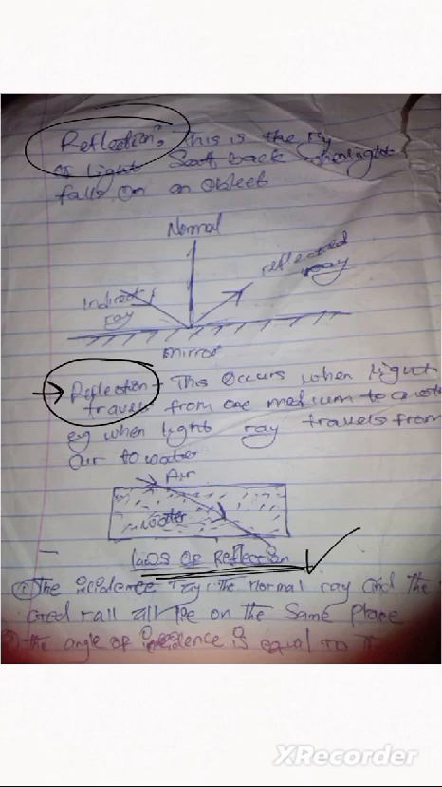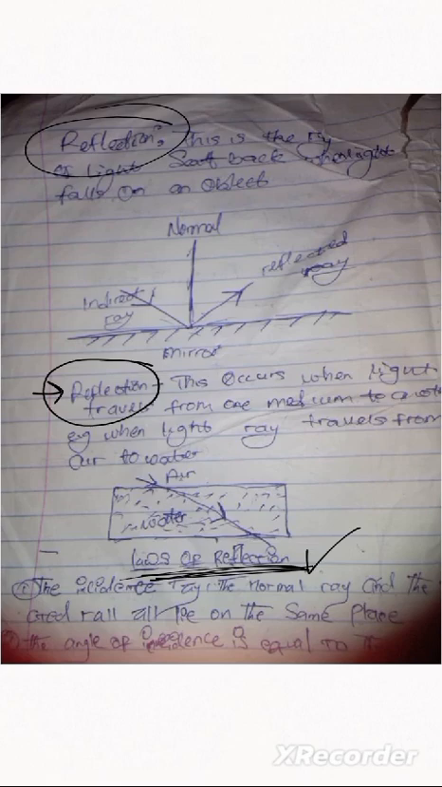Okay, from your notes, you said that reflection occurs when light travels from one. No, you made a mistake here. In fact, you made a mistake here. This is not reflection, this is refraction. Refraction, go and correct it in your notes so that you will not be confused. Now, this is reflection, but this is not. Okay, now we are talking about the laws of reflection. This is where we are right now.